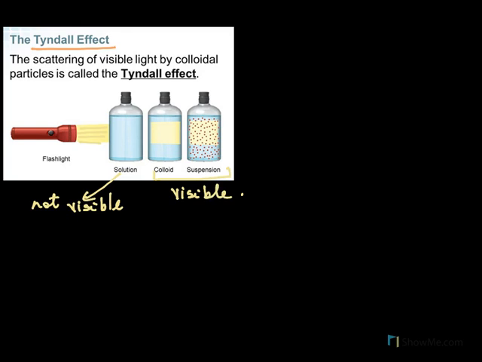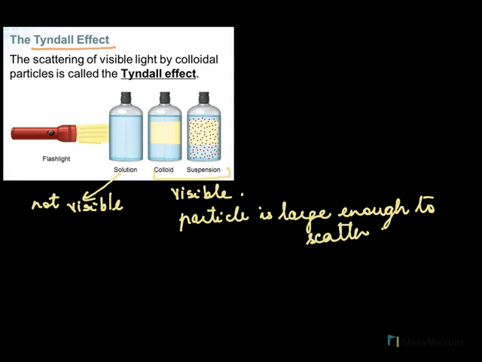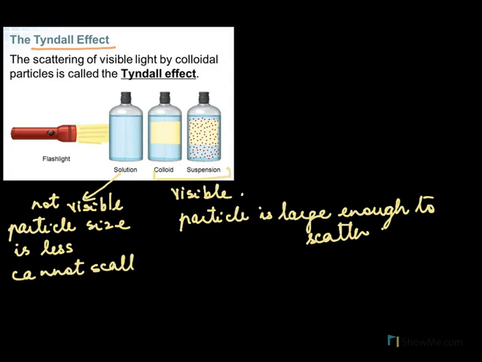And why is that so? Because in a colloid and suspension, the particle size is large enough to scatter light. The particles are large and they scatter light. But in a solution, the particle size is very small, and they cannot scatter light. This property of scattering of visible light by colloidal particles is called the Tyndall effect.